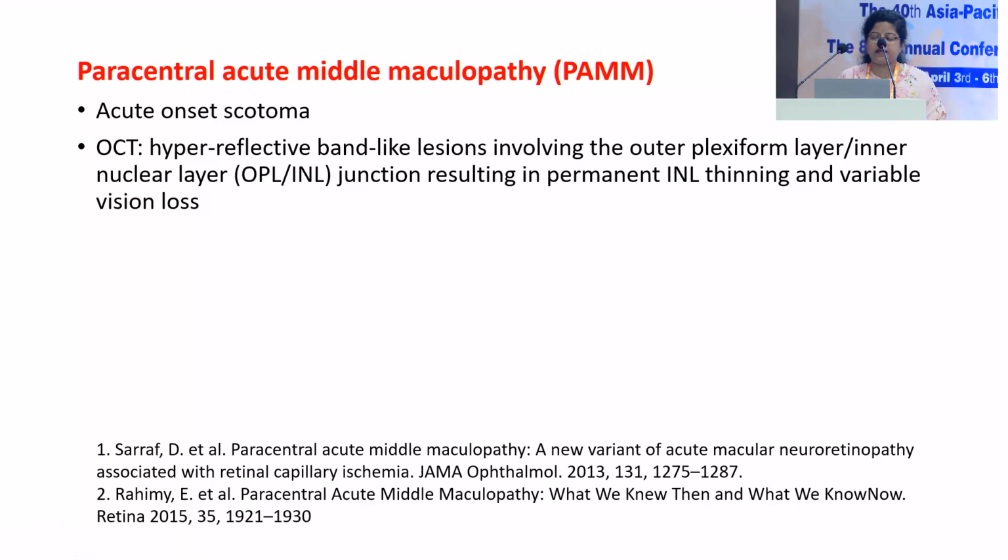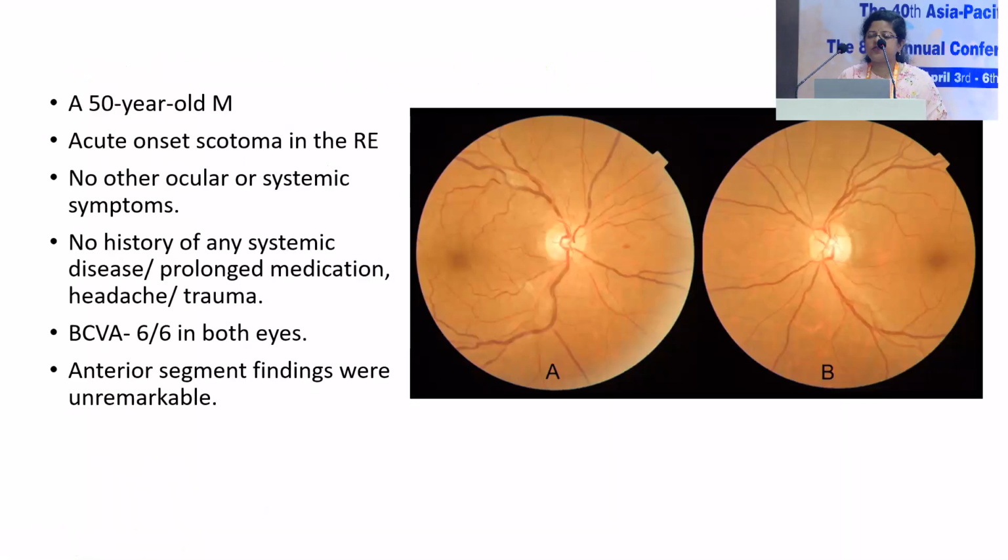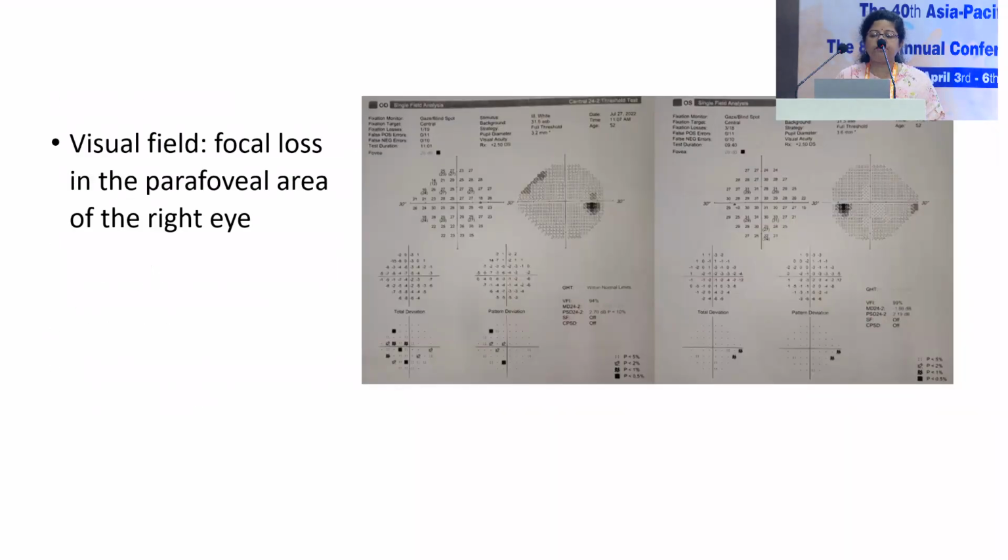We have one case, as we can see, a 50-year-old male with acute onset scotoma. Vision was not affected, 6/6, and anterior segment findings were unremarkable. We can see only the tortuosity of blood vessels. So we suspected this is grade 2 hypertensive retinopathy and impending CRVO. And on the field also we can find some focal loss area.